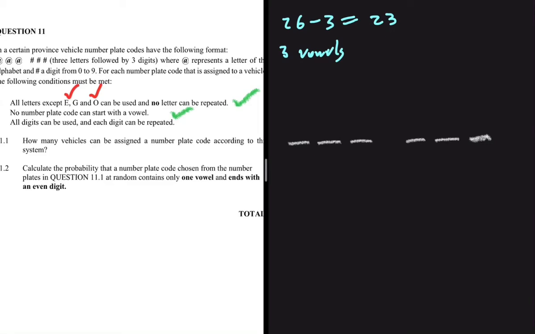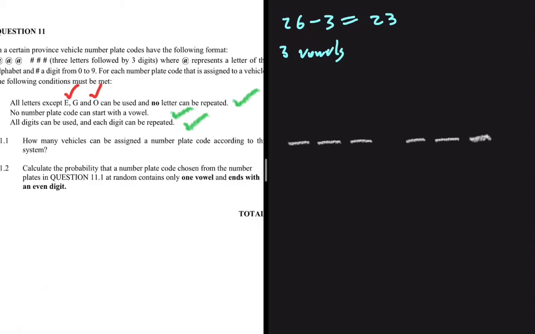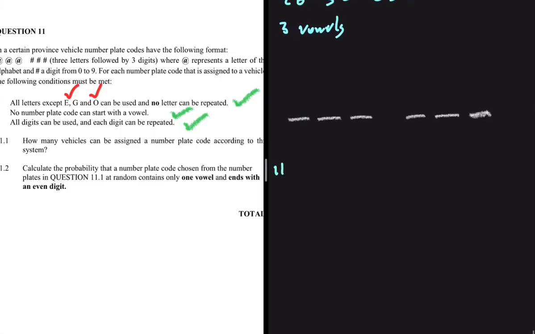And then the third condition, all digits can be used and each digit can be repeated. So the digits can be repeated, but no letter can be repeated. As you can see there, no letter can be repeated. Let's look at the first question, 11.1. Counting principle is very unforgiving. You need to be thinking of all possible situations, all possible scenarios, all different ways of which you can count.